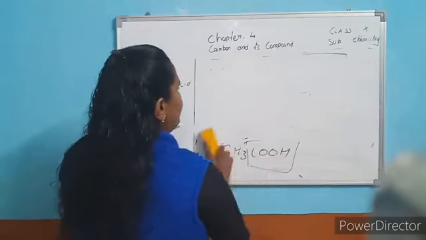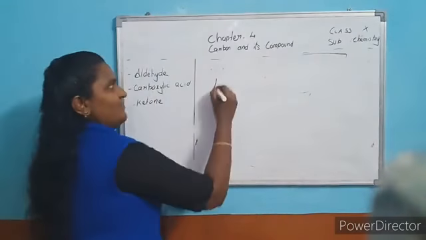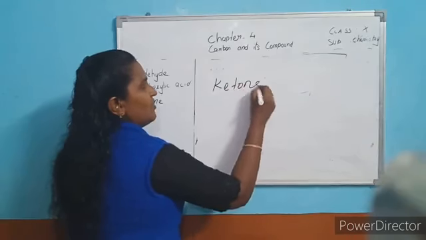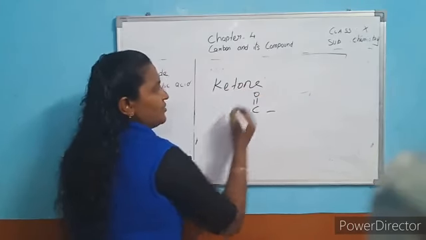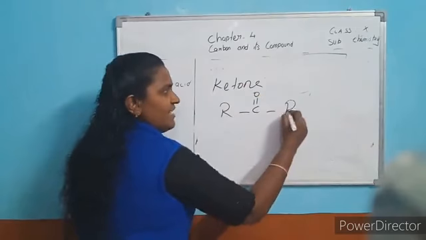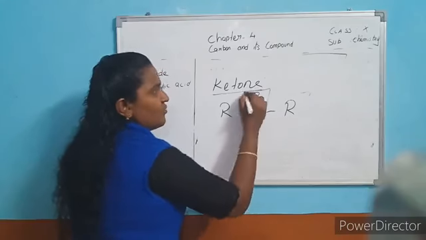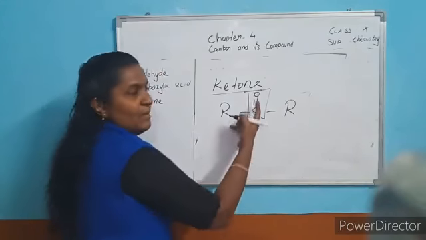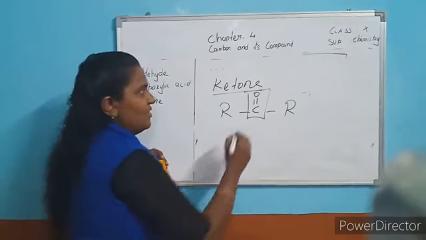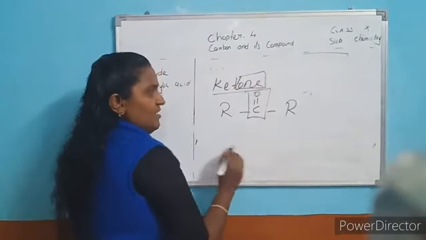Next one is ketone. Ketone means a double bond should be there. Here both sides can be any alkyl group. Ketone, this is the functional group of ketone. C double bond O, ketone functional group. ONE.